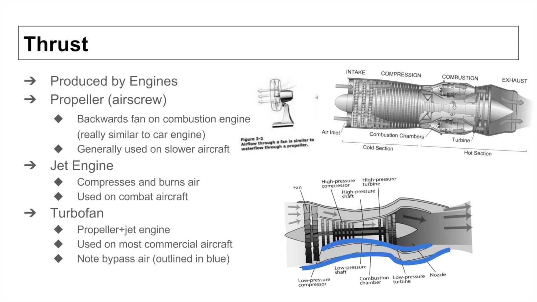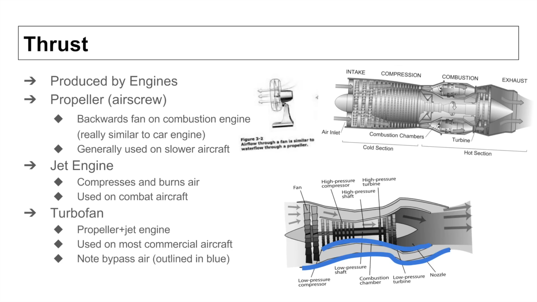Jet engines compress air that enters the front, mix it with fuel, and burn it, and force the burning air through the back. This extreme displacement of air uses Newton's third law. Since it's pushing air back, it's also pushing the engine forward. So that produces thrust. It's not the most efficient engine, but it can be used to go very, very fast.